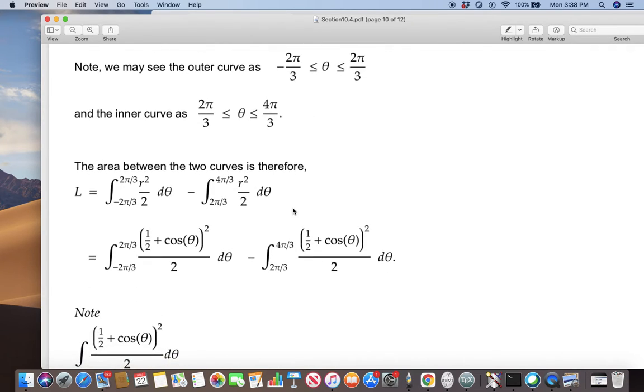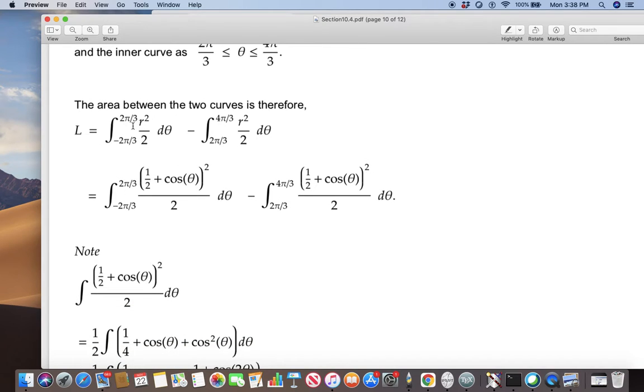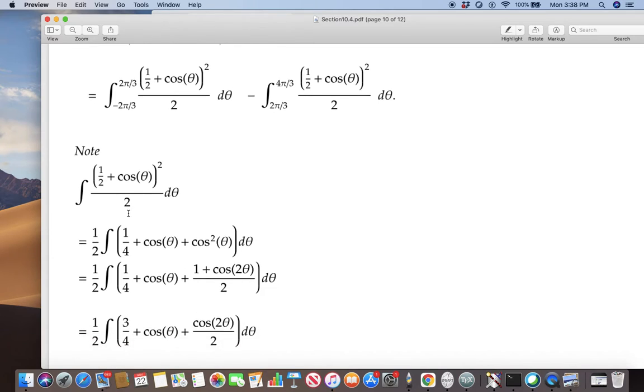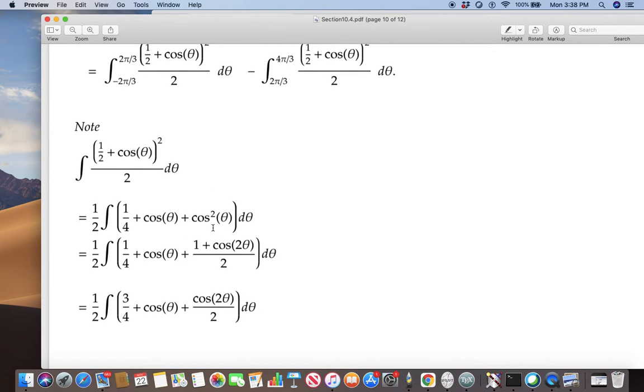All right. The rest is straightforward. That's your curve, r squared over 2. The integrand in both cases is the same, so only the limits are different. Therefore, let's calculate the integral. Simplify, get the half outside. This is a complete square: 1/4 plus cosine theta plus cosine squared theta. Cosine squared in turn, using an angle formula, is 1 plus cosine 2 theta over 2.